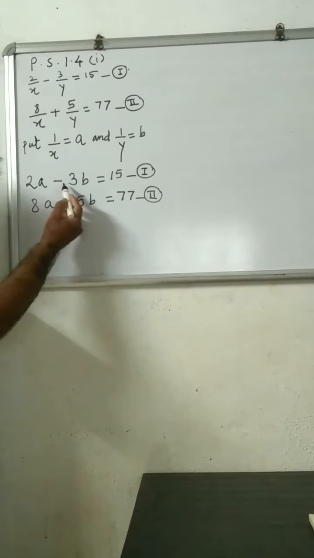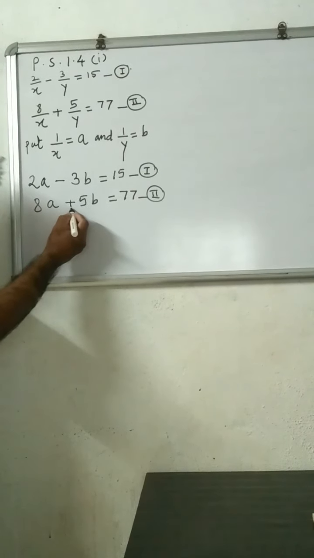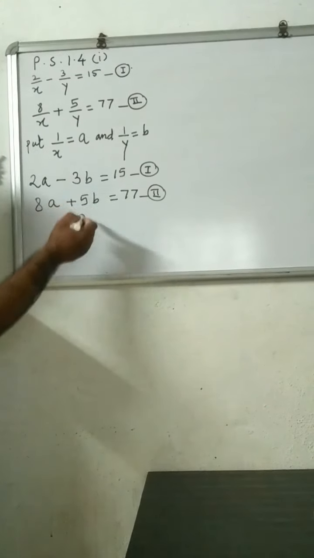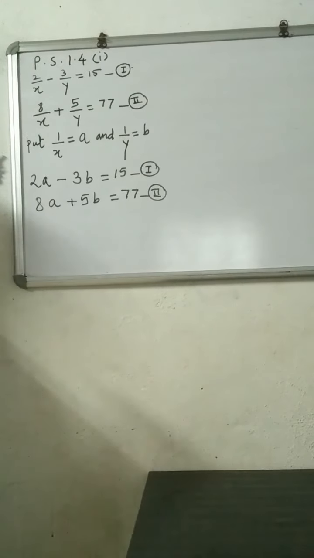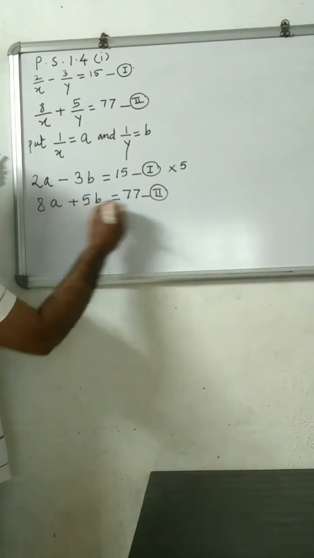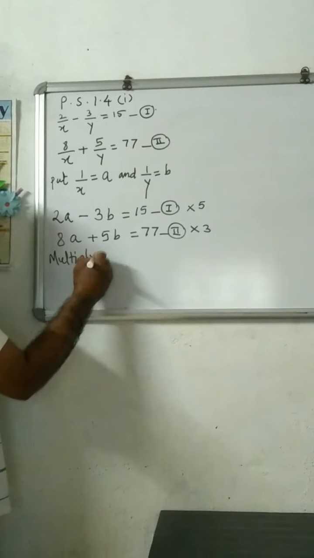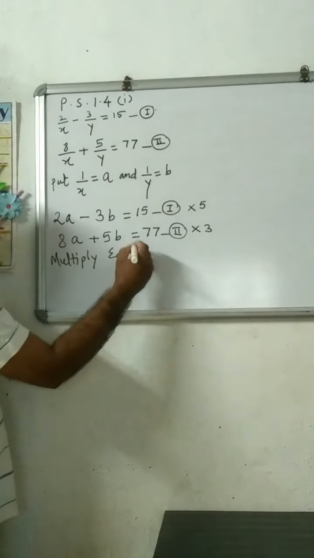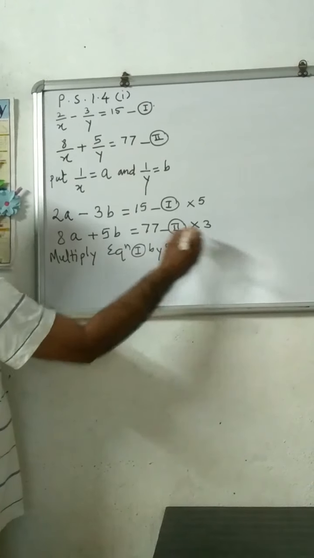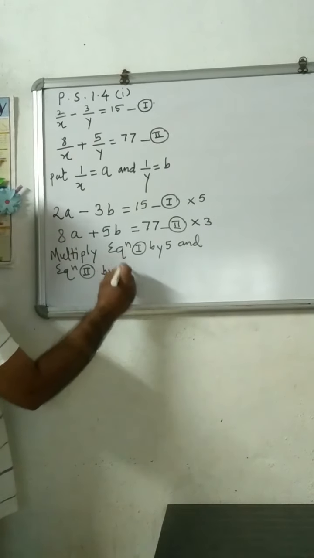Now, if you see the b, the second term is minus 3b, and in the second equation it is plus 5b. So we'll make these coefficients of b the same. So multiply equation 1 by 5 and equation 2 by 3.